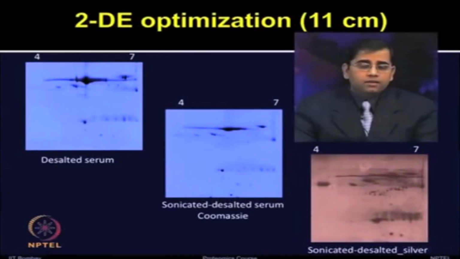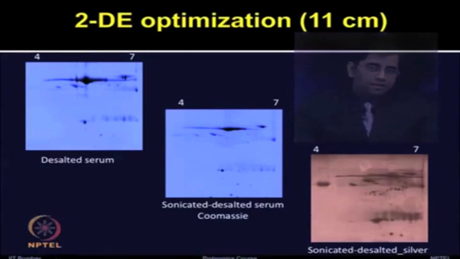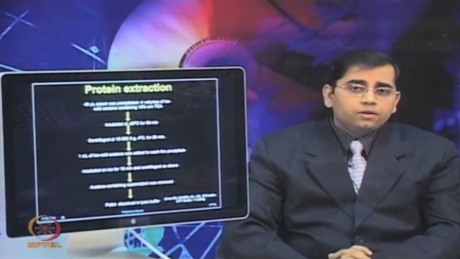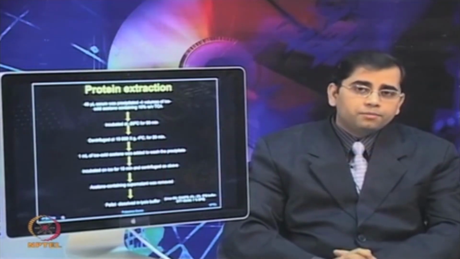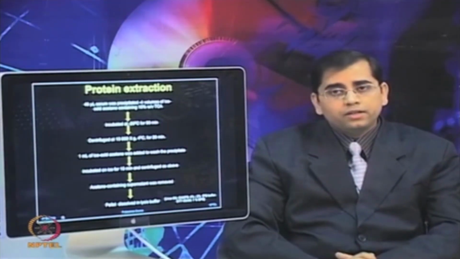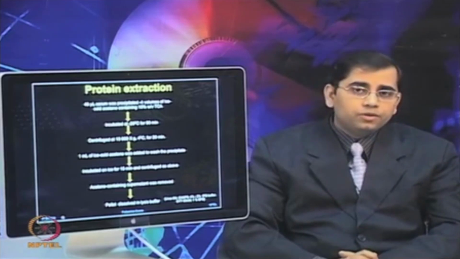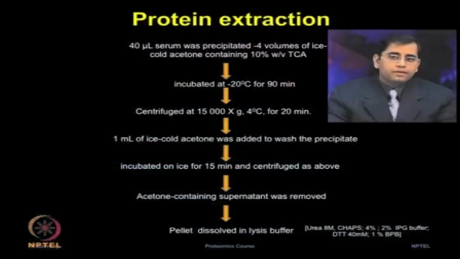We tried the same with the even larger 11 centimeter strip, and it was again quite convincing. Then we moved on to the very large 24 centimeter strips for the clinical studies. In general, we took 40 microliters of the serum, which was precipitated with 4 volumes of ice cold acetone containing 10% TCA, incubated at -20 degrees, centrifuged, followed by adding 1 ml of ice cold acetone to wash the precipitate.